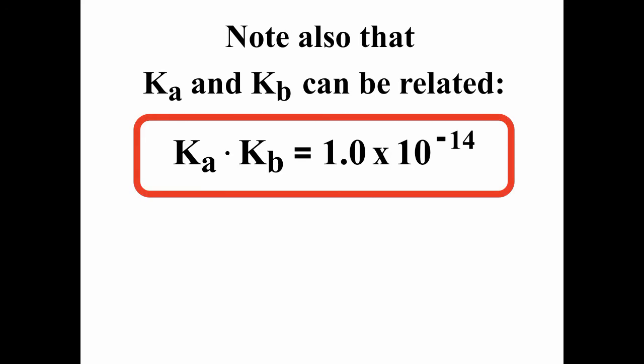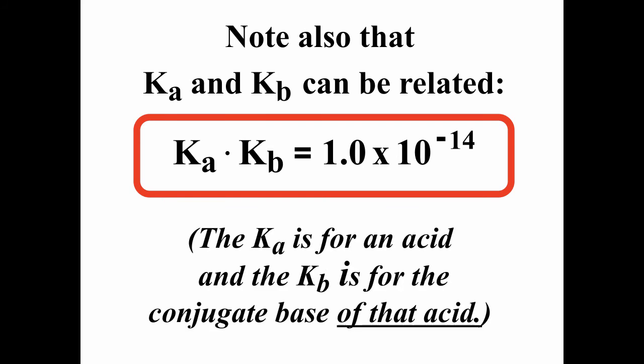And it's worth noting, and we'll use this in the next problem, that the K sub A for a weak acid and the K sub B for the conjugate base of that weak acid can be related by the equation shown here, which is that the product of the two, K sub A for the weak acid times K sub B for its conjugate base, is equal to 1.0 times 10 to the minus 14th, the same value as Kw for the autoionization of water. And it's really important to note that K sub A is for a weak acid, and K sub B is for the conjugate base of that acid specifically.